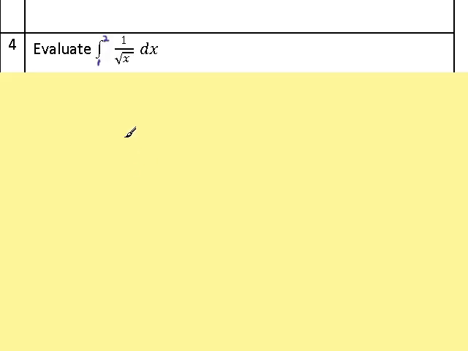And number 4, we're evaluating this definite integral, the integral from 1 to 2 of 1 over square root x. So first we want to rewrite this because we want to use the power rule. So 1 over square root of x, we're going to express that as x to the minus 1/2. Okay, now we'll just do the power rule. Add 1, add 2 over 2, and we get x to the 1/2. And then we have to divide by 1/2, which is multiplication by 2.